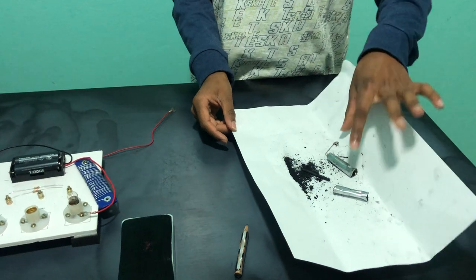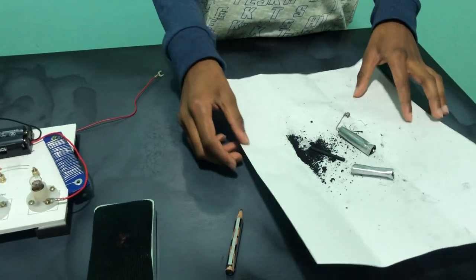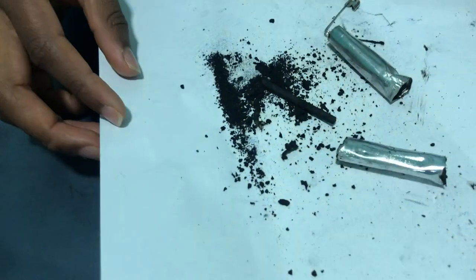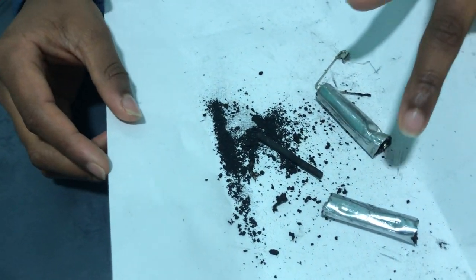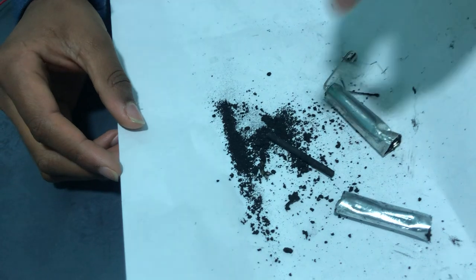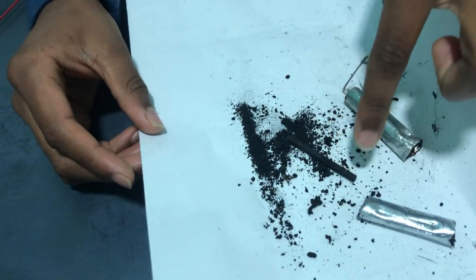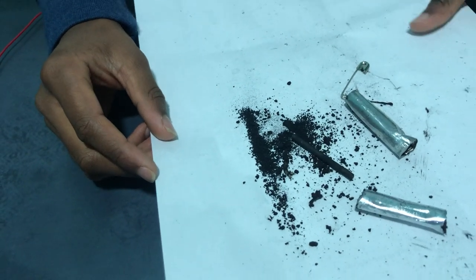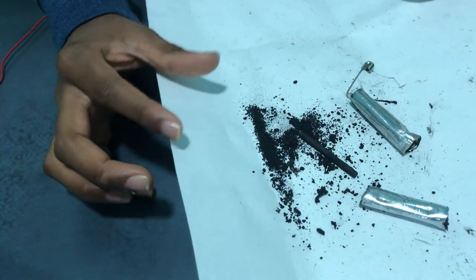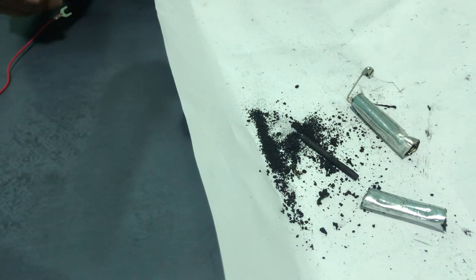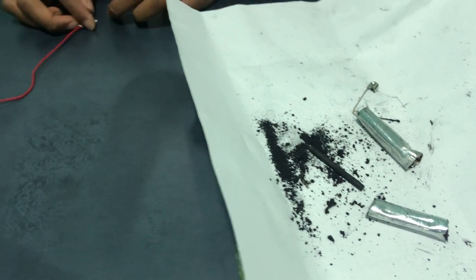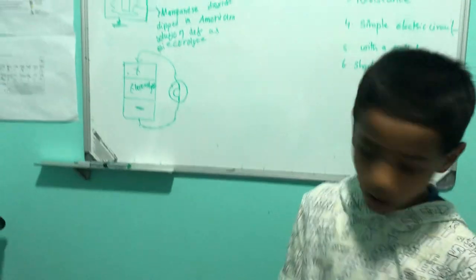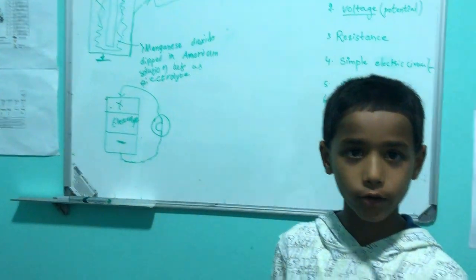Here is a broken battery. And let's see what's inside a broken battery. A zinc can, a graphite rod, which is also known as a carbon rod. Some powder, which is known as manganese dioxide, dipped in ammonium solution, and acts as an electrolyte.